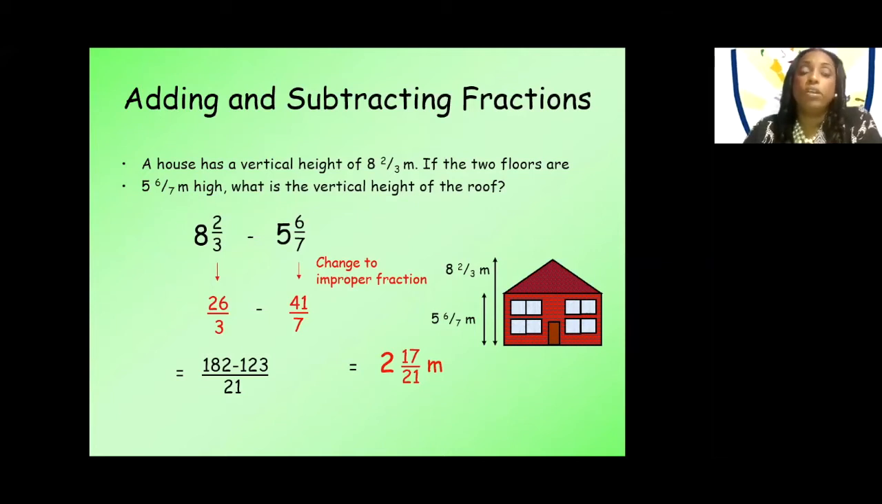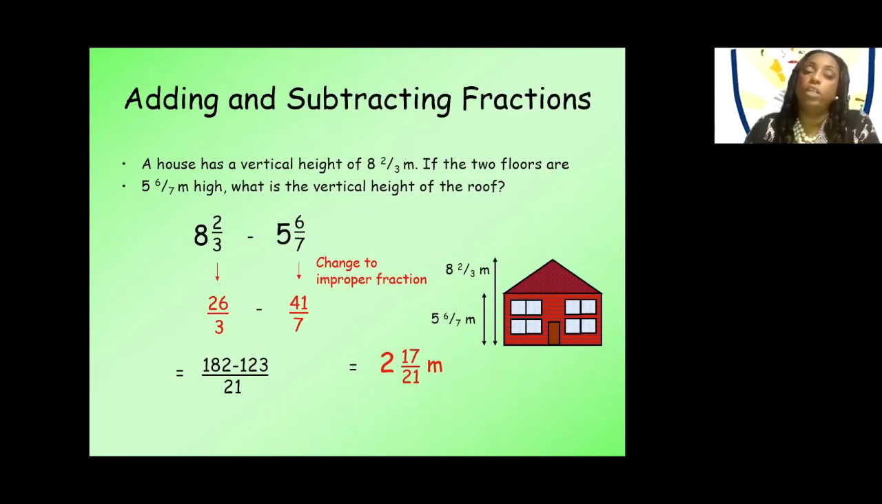Once you have found the LCM, and again, that's the lowest common multiple, or the multiple that is common to both of those numbers when you have listed the multiples. Again, in this case, we have 21.